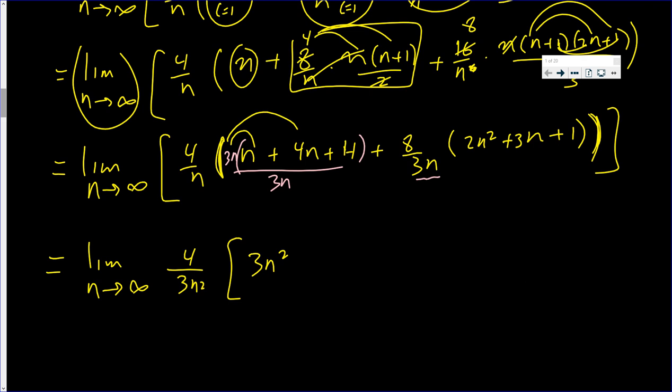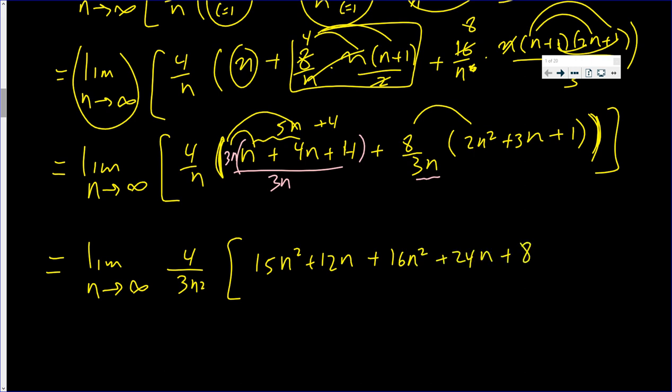Now something is bothering me there. Okay, so this really becomes 5n plus 4, because n plus 4n is 5n. When I multiply it by this 3n in front, I get 15n squared plus 12n, plus 16n squared plus 24n plus 8. Just distributed the 8.